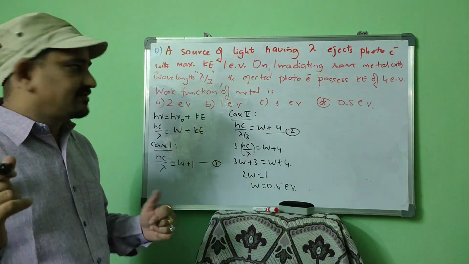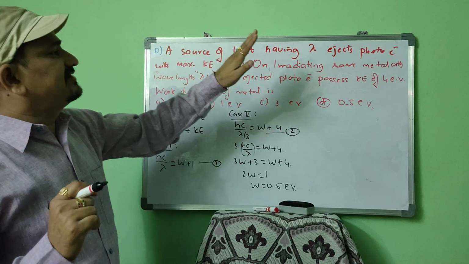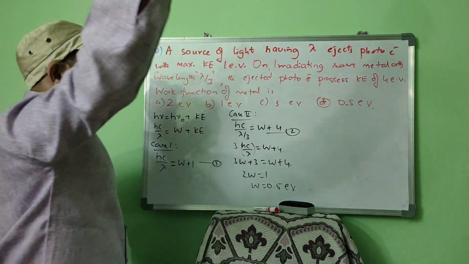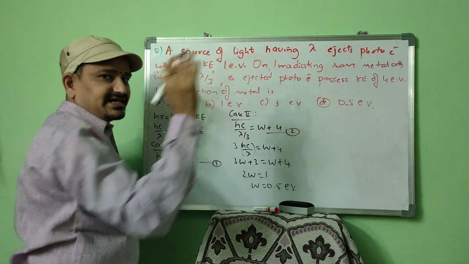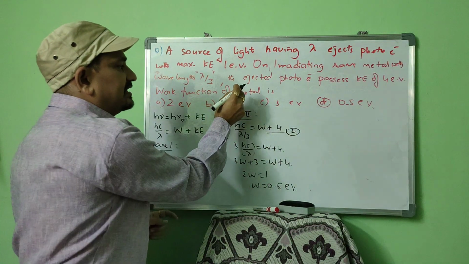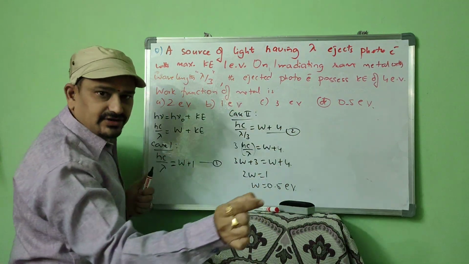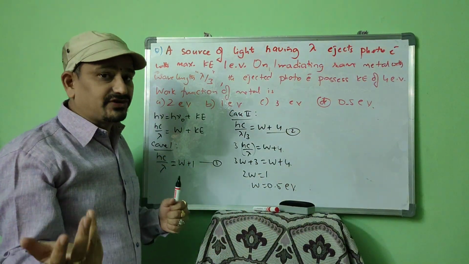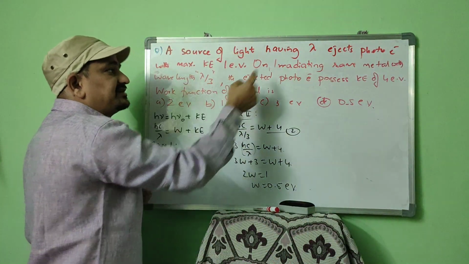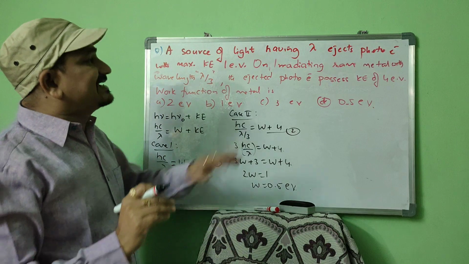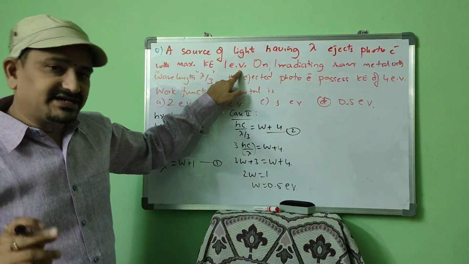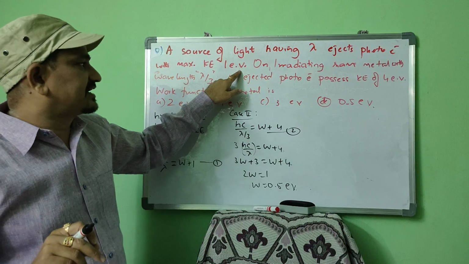This is the question. A source of light having wavelength lambda is falling on the screen and ejects a photoelectron. We studied the concept of the photoelectric effect. The electron is ejected out by the incidence of light of wavelength lambda, and the kinetic energy of that ejected electron is 1 electron volt.